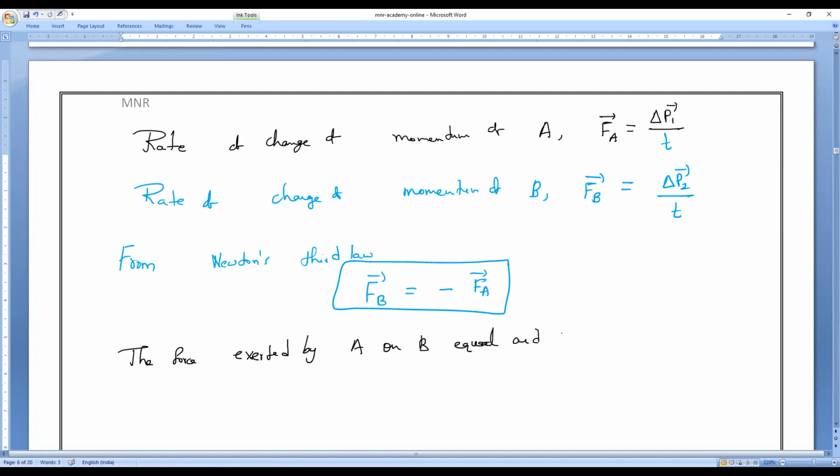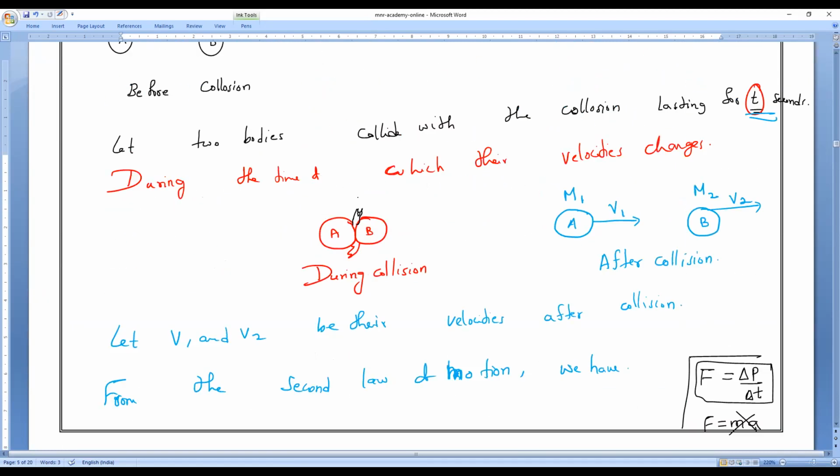Is equal and opposite to the force exerted by B on A. All of you read this statement. Will you all agree with me or not? According to Newton's third law, the force exerted by A on B is always equal and opposite to the force exerted by B on A. Will you all agree with me or not? According to Newton's third law, same.